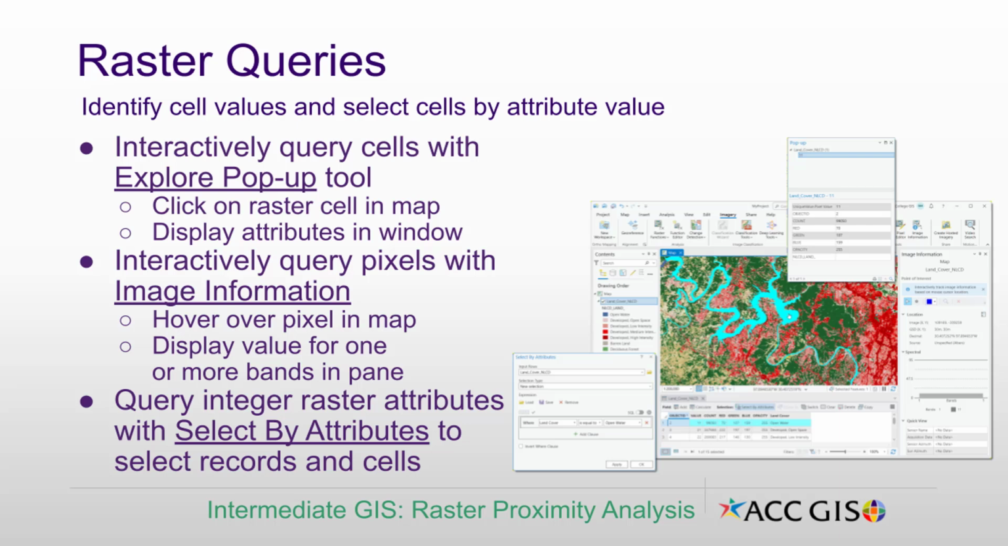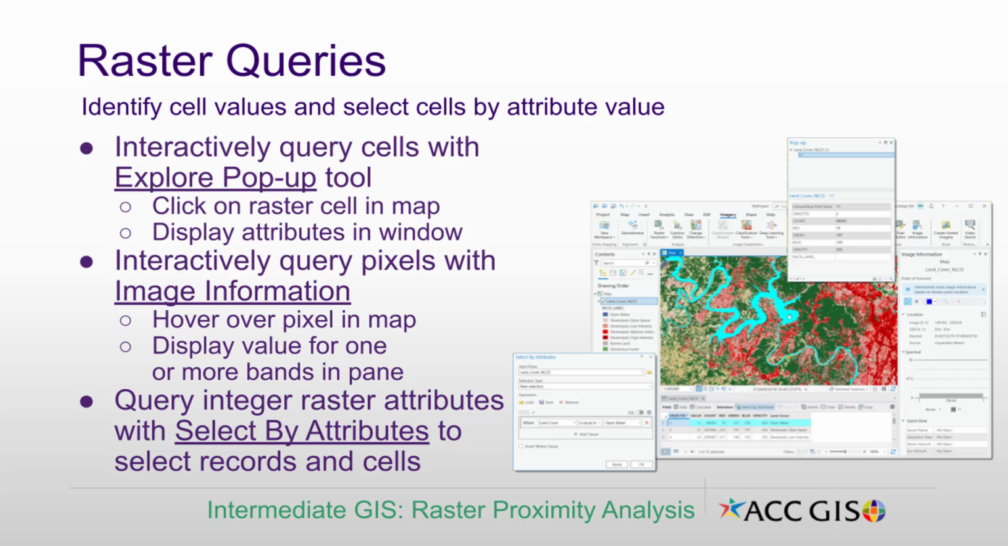We use the image information tool more when we're working with multispectral imagery, and we want to see the value for all the bands associated with a particular location. Last, we can query integer raster attributes with select by attributes to select records and cells. So this is the select by attributes tool that we use for vector data. Integer rasters also have attribute tables, and you can use this same select by attributes tool to create an expression to select the records in the table, which will also select the corresponding cells in the map.